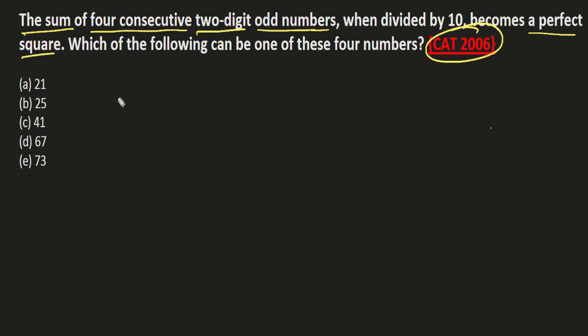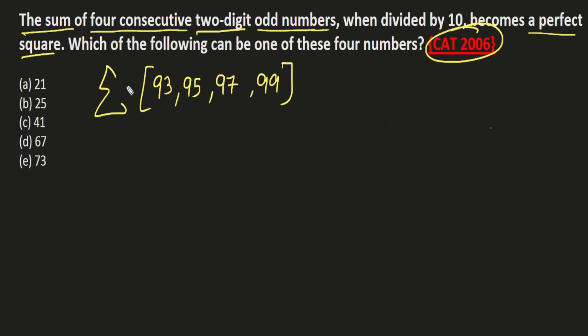Tell me which is the greatest two-digit odd number. The greatest two-digit odd number that can come to my mind right now is 99. A number which is a little less than that, consecutive odd, again is 97, 95 and 93. When I add these numbers, the summation will be 360 plus 8 plus 16, 384. Now 384 when divided by 10 is 38.4. 38.4 is not a perfect square.